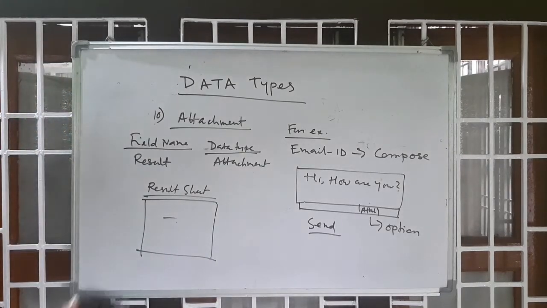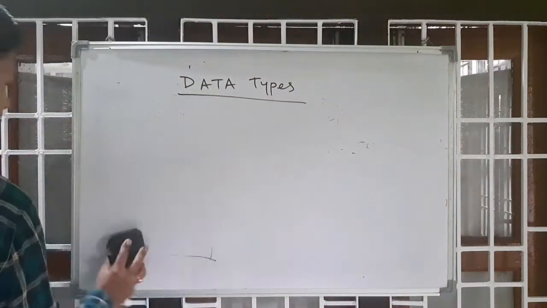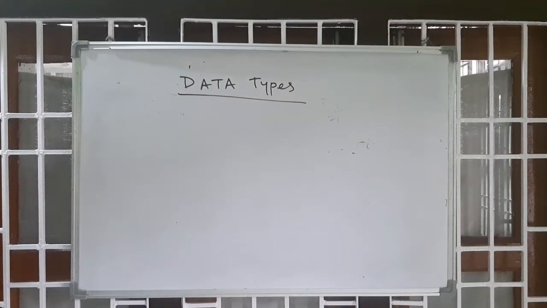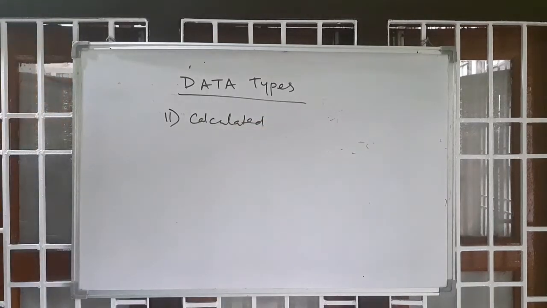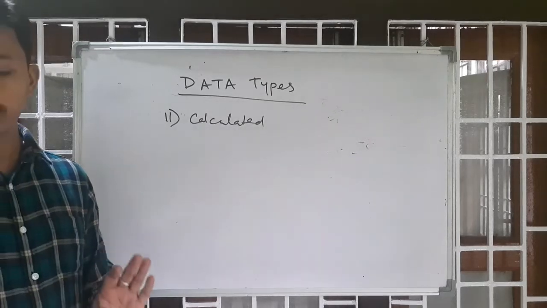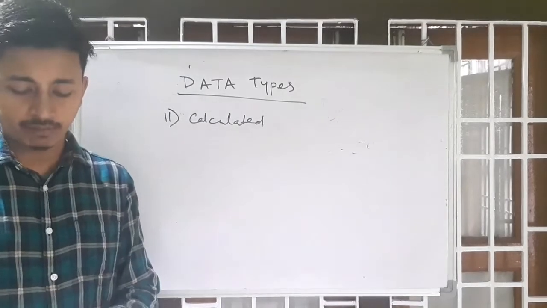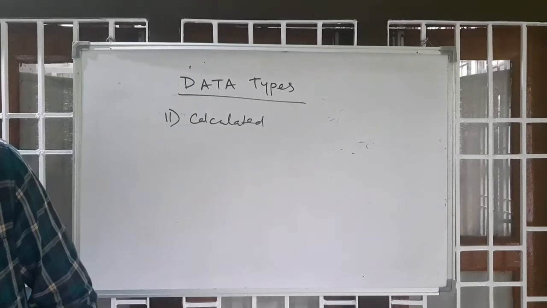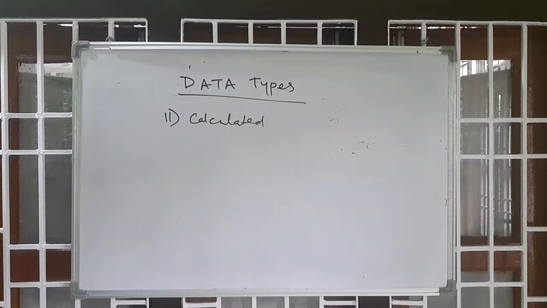Next, number 11 is calculated. Calculated data type. You can see in the book, it is used to store the result of a calculation based on the other field in the same table.